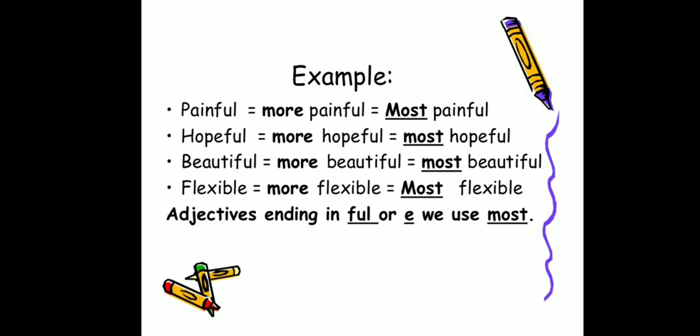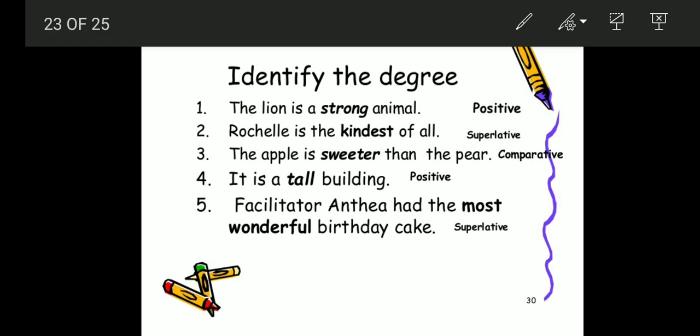Now let us see some more examples. Painful, more painful, most painful; hopeful, more hopeful, most hopeful; beautiful, more beautiful, most beautiful; flexible, more flexible, most flexible. Dear children, we discussed in the previous slide adding most and more, especially by the ending. If the adjective ends in ful or e, we use more and most. Understand? For example, painful, ful. Next, flexible, e. So what should we use here? More and most.